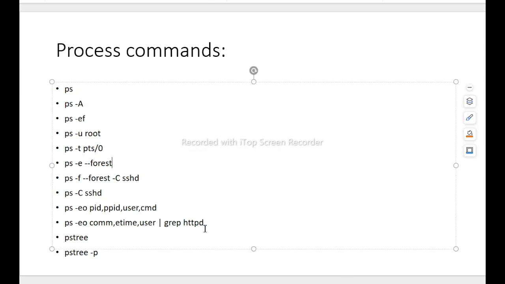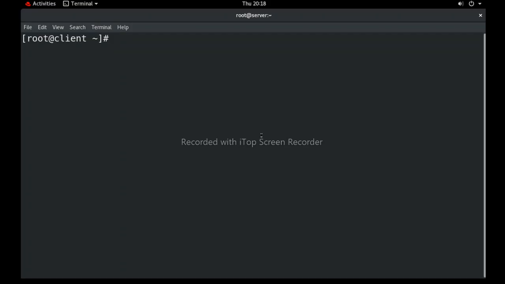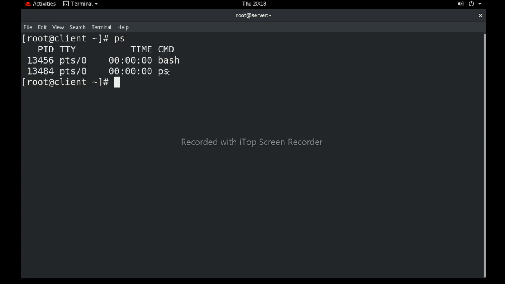Now let us try to understand some of the process-oriented commands in Linux. The first command we are going to discuss is the ps command. PS stands for process state. So this command gives you the list of all the processes running on the terminal. As we discussed earlier, every process has a list of attributes associated with it. Some of the attributes are the process ID, the terminal ID, the time for the execution, and the name of the process or the name of the command.